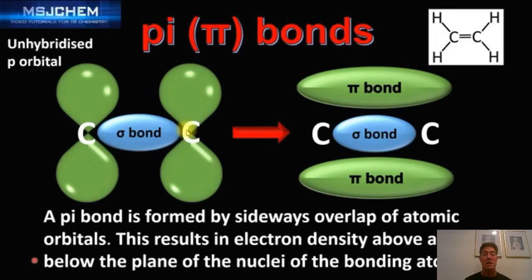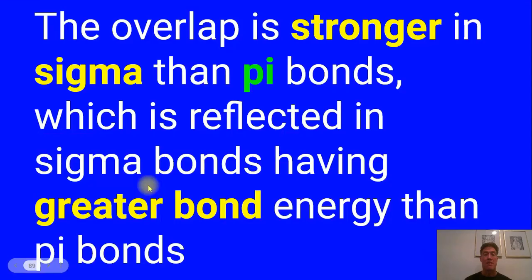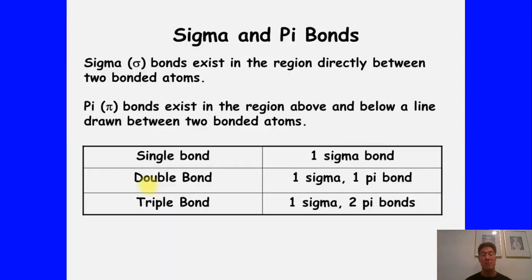Carbon has a couple of electronic domains, and so here's one bond, and then these are able to form a second bond called a pi bond, and it makes a kind of weird shape. This overlap is stronger in sigma than pi, and we see that because sigma bonds have greater bond energy to break them than pi bonds. But here's the breakdown. Here's what you need to know about sigma and pi bonds.